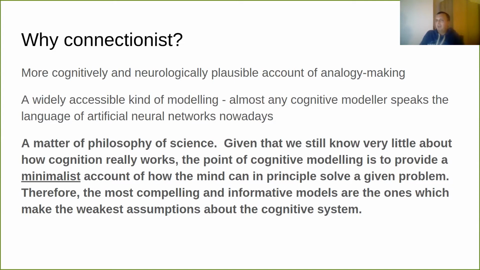And given that I think that we still know relatively little about cognition, it makes sense to start with such minimalist accounts. If you can find a connectionist explanation of a given phenomenon, it will be a better account than another one which makes many more assumptions and which presumes the existence of all kinds of sophisticated mechanisms and data structures and neural architectures and so forth.